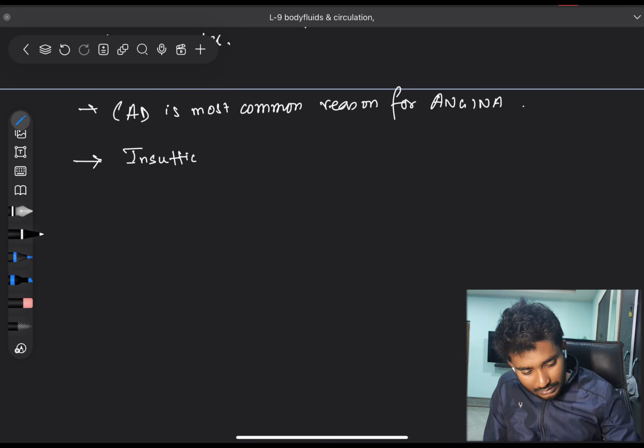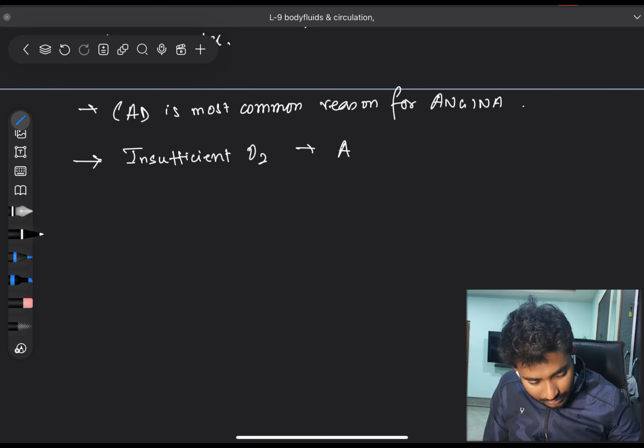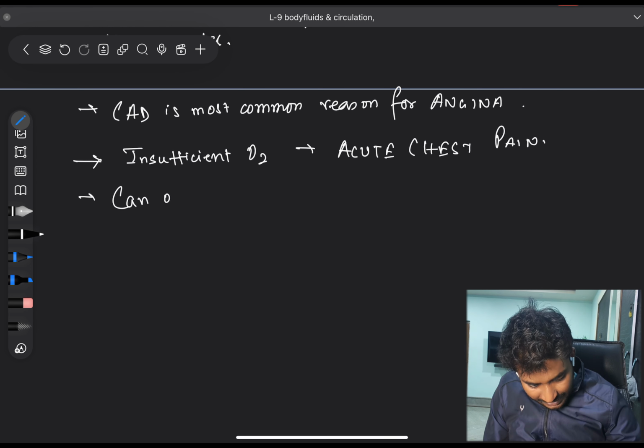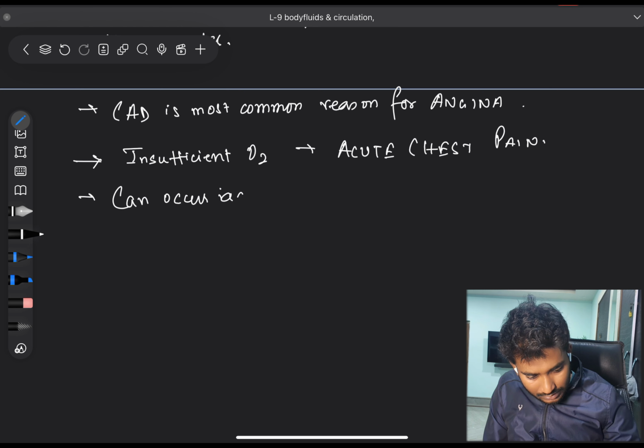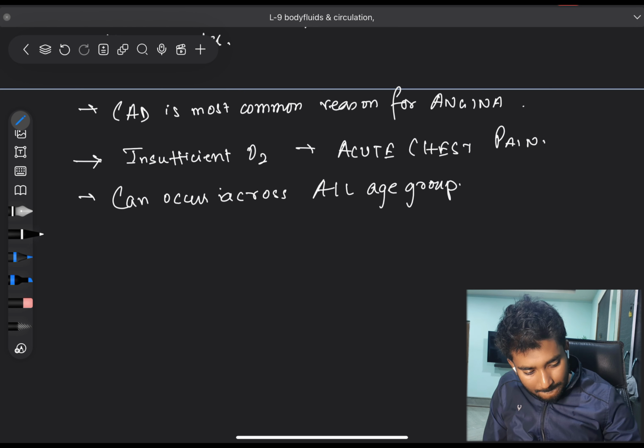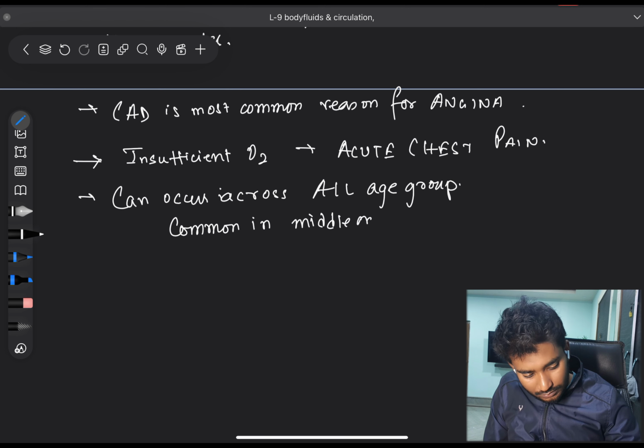Insufficient oxygen forms acute chest pain. Okay, it can occur across all age groups, but is common in middle-aged or elderly people.